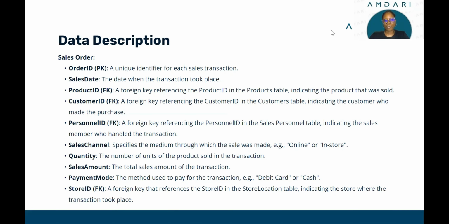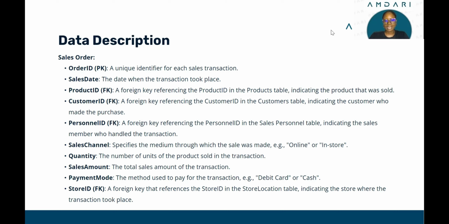And the last data we'll be working with for this project is the sales order table. For the sales order table, we have the order ID. This is our facts table for this project. We have the order ID, which is the primary key for the sales order table. The order ID is a unique identifier for each sales transaction. We have the sales date, which is the date that the sale took place. We have the product ID. The product ID in this data is a foreign key that references the product ID in the product table. This indicates the product that was sold.